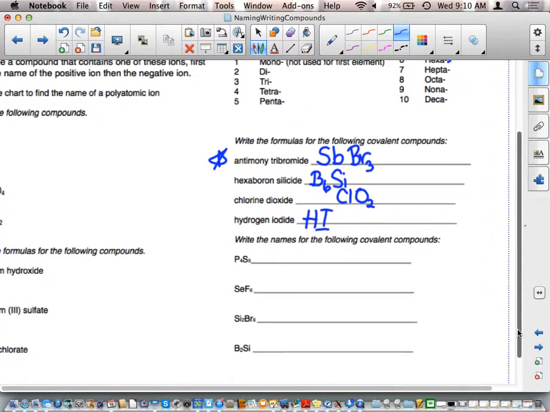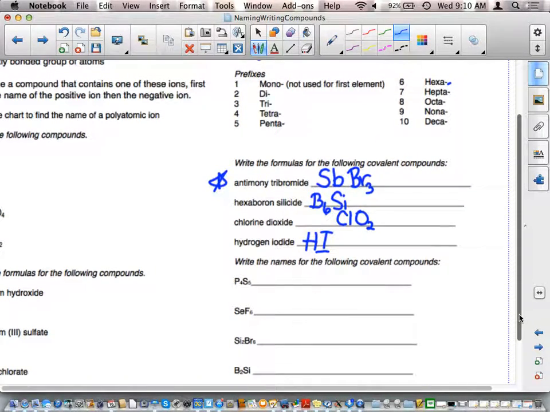All right, now writing the names for the following covalent compounds. Again, we want to look at the number of atoms there are of each element and use that as the prefix and then just name the element. So the first element is P and we have 4 of them. The prefix for 4 is tetra. P stands for phosphorus. The next element listed is sulfur. Whenever you say it as the second element, it's sulfide, and there's 5 of them. The prefix for 5 is penta. So pentasulfide.